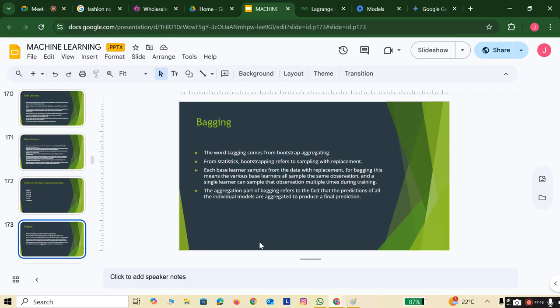Bagging. The word bagging comes from bootstrap aggregating. You know what the meaning of aggregating is, but now let's look at bootstrapping. Bootstrapping is basically sampling. From statistics, bootstrapping refers to sampling with replacement. You sample, then you replace. Two white balls are drawn from a basket, then replaced. Each base learner samples from the data with replacement.